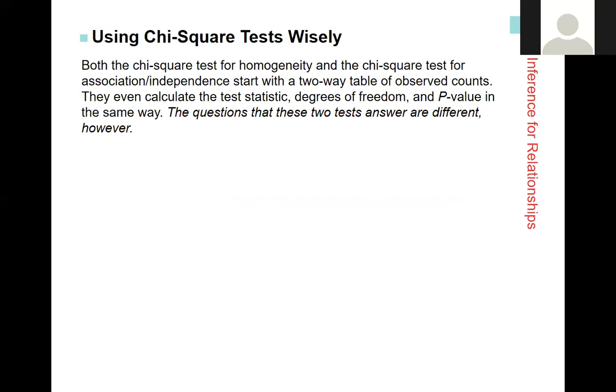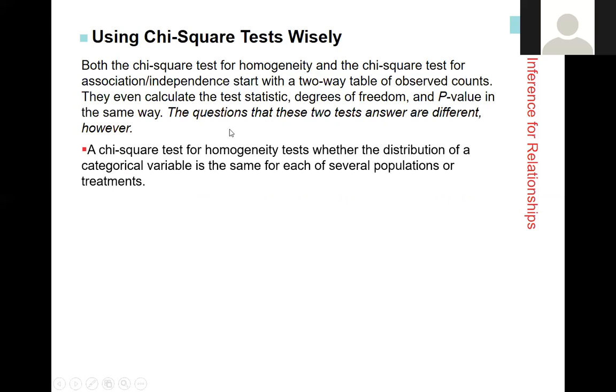If there are two variables in a table that you're putting in a matrix, then it's one of these two chi-square tests. Again, they start with the two-way table, you calculate test statistic, degrees of freedom, and p-value in the same way. All the conditions are the same. The questions that they answer are different. Chi-square test for homogeneity tests whether the distribution is the same for several populations or treatments. So if you have different treatments or separate groups and you're testing whether those groups look the same, that's homogeneity.